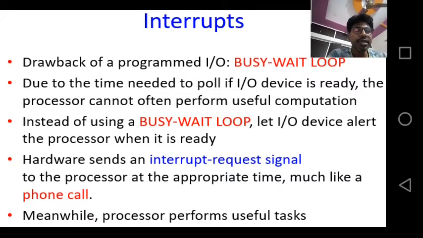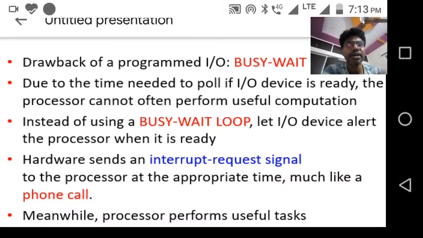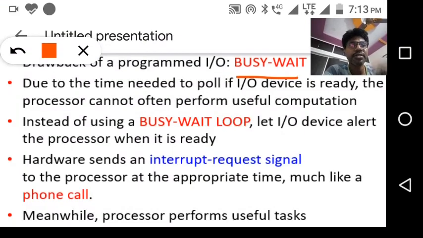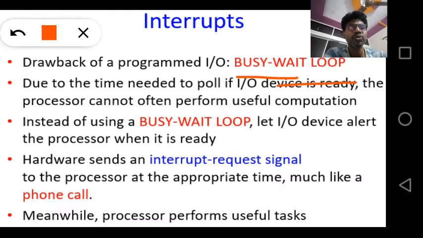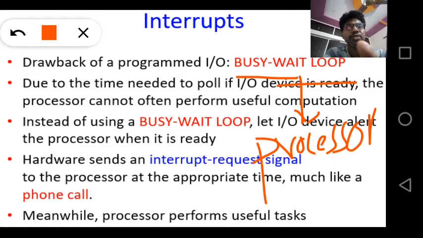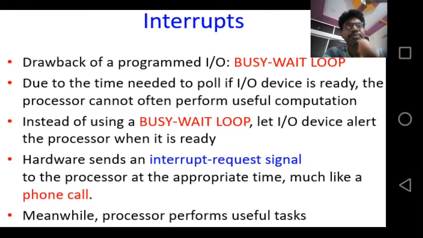Now let us discuss in detail about interrupts. The drawback of the programmed IO data transfer technique is that we are keeping the processor unnecessarily in a busy wait loop. Due to the time needed to poll if the IO device is ready, the processor cannot often perform useful computation. So instead of using the busy wait loop, let the IO device alert the processor when it is ready.